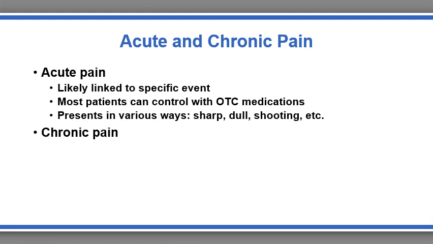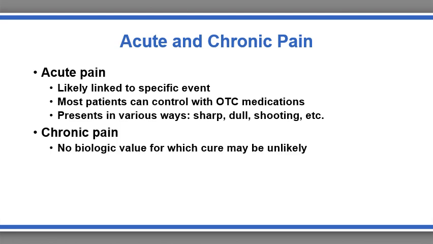Chronic pain, as we said, has no biological value, and a cure may be unlikely. Chronic pain is usually prolonged. It lasts several months. This type of pain can be a little more frustrating to treat because many times we really don't know what's going on. Acute pain has a very specific biologic value. It tells us that there's something wrong. Chronic pain doesn't necessarily tell us that.